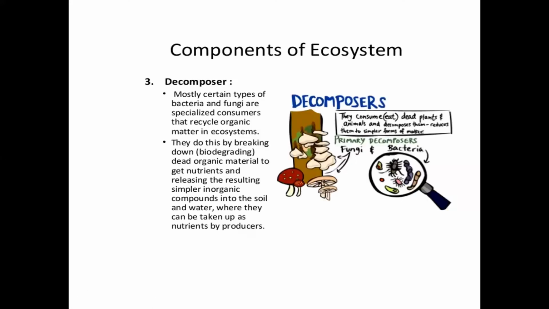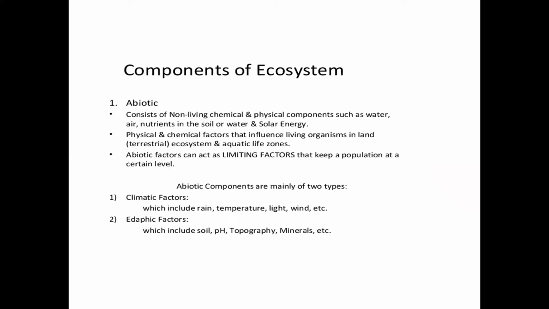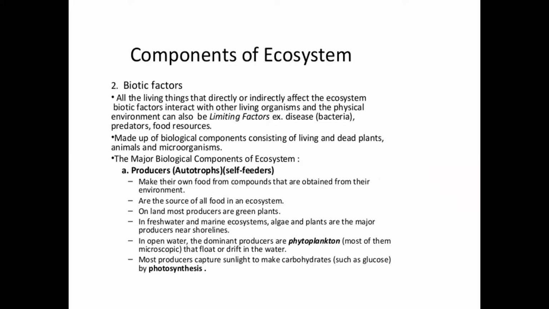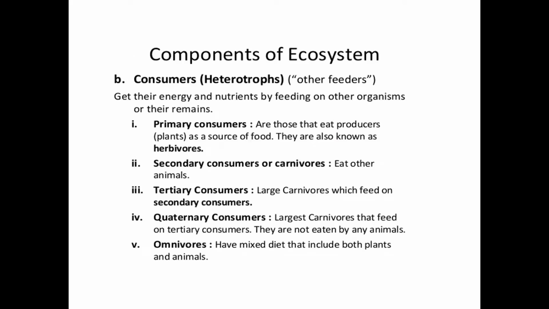So these are the components, that is, biotic components. In the biotic components, the first one is producers, the second is consumers, and the third is decomposers. Producers, also known as autotrophs, can synthesize their own food materials, whereas consumers depend on other living organisms for food.